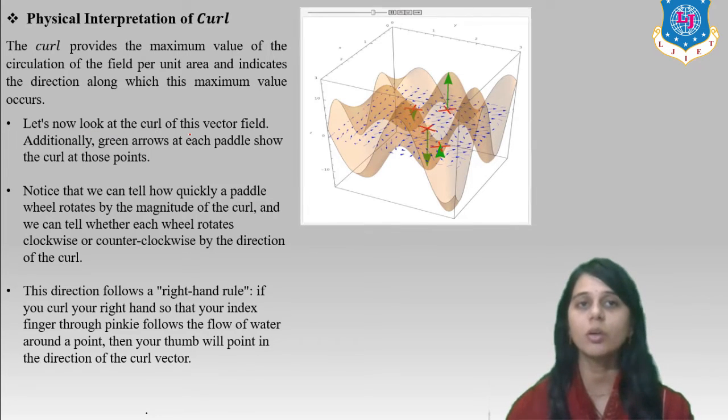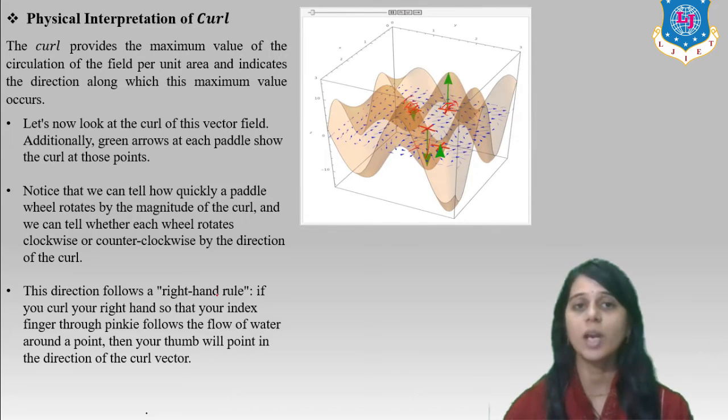Let us look at the curl of the vector field. The green arrow at each paddle wheel shows the curl at that point. See, they are going in these directions. If it is rotated, then they are going in these directions. Notice that we can tell how quickly a paddle wheel will rotate by the magnitude of the curl, and we can tell whether each wheel rotates clockwise or counterclockwise by the direction of the curl.